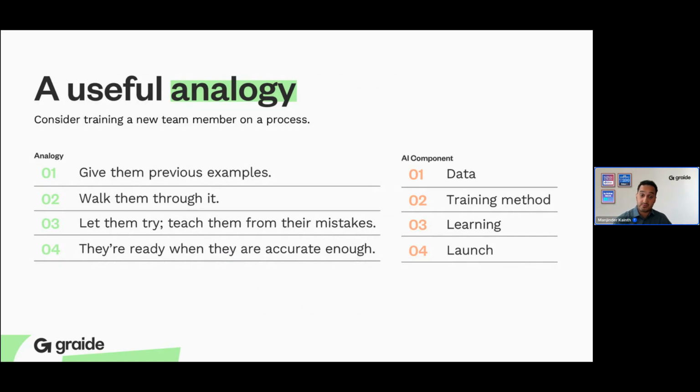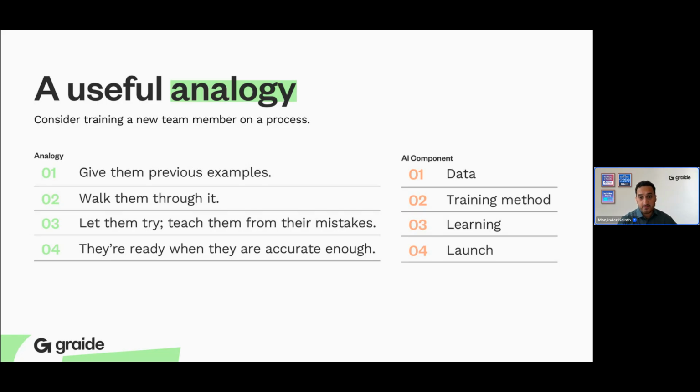We're going to walk them through it, and then we're going to either give them some examples which they haven't seen before, or maybe we let them out into the real world where we look at how they do things in low risk environments, and we let them try. We teach, and the really important thing here is we teach them from the mistakes that they make, because inevitably they're not going to get everything right. And then they can, in principle, learn from that. And eventually, when they're accurate enough and don't make that many mistakes, they're ready to be let out into the wild and actually do this process.